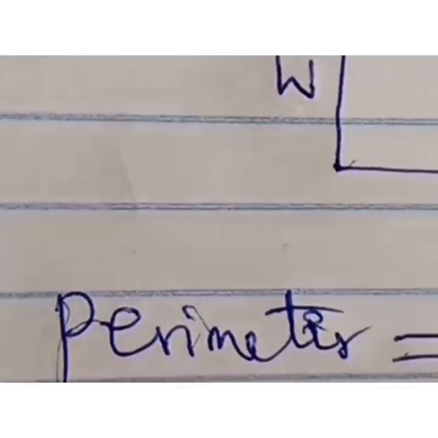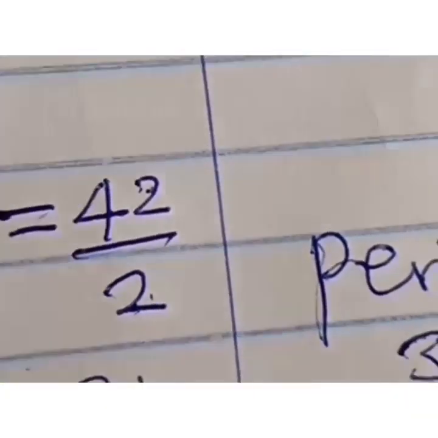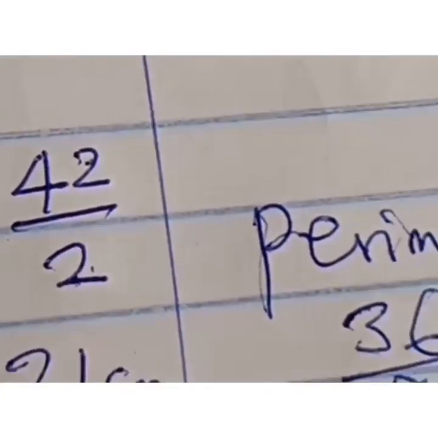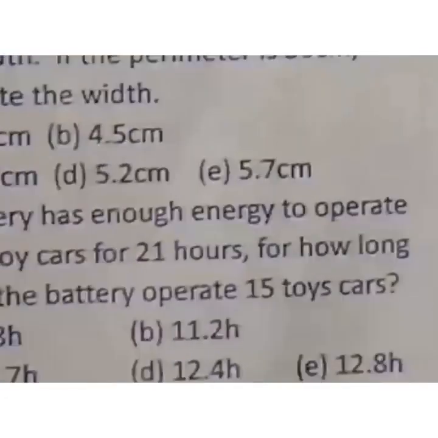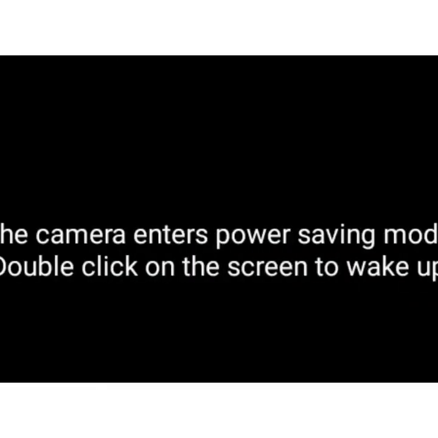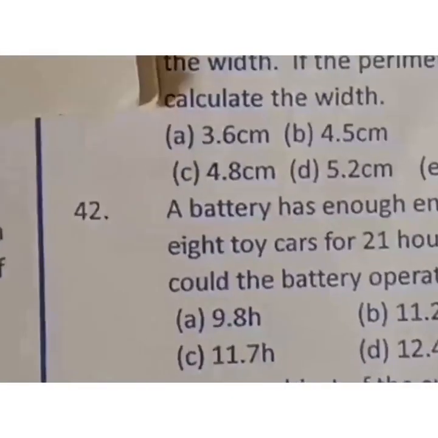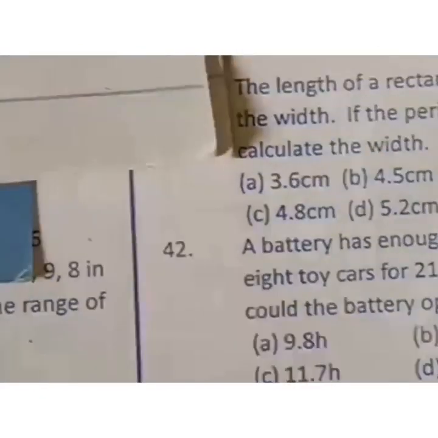So we have 8W. For us to get our W, we divide both sides by 8. This will cancel this, so we are left with this. Now check out the options. The options are given in decimal, so we are going to leave our answer in decimal. So let's go to our long division and do that.